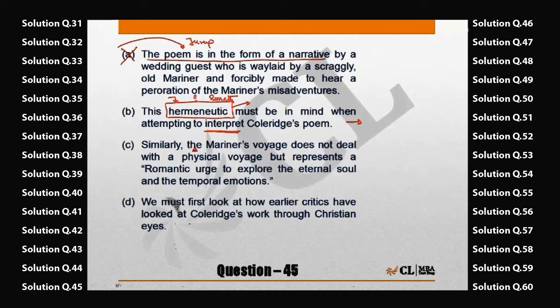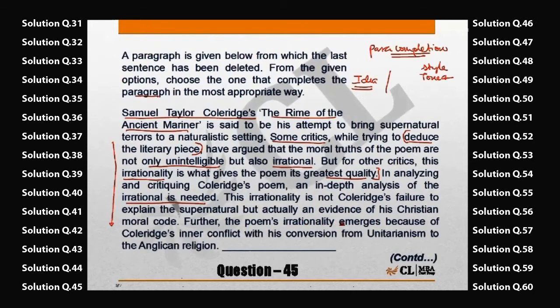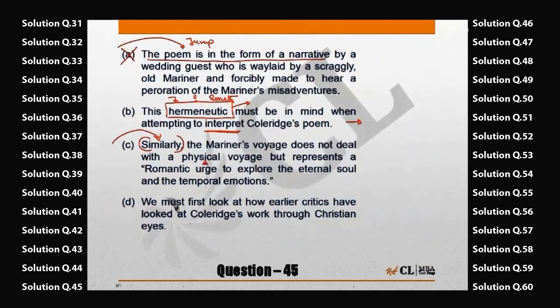Okay. C. Similarly, the mariner's voyage does not deal with the physical voyage. So this is a huge jump. Similar to what? The poem's irrationality emerges because of Coleridge's inner conflict with his conversion from Unitarianism to the Anglican religion. Similarly, the mariner's voyage does not deal with the physical voyage, but it talks about voyage. So clearly C can be eliminated.